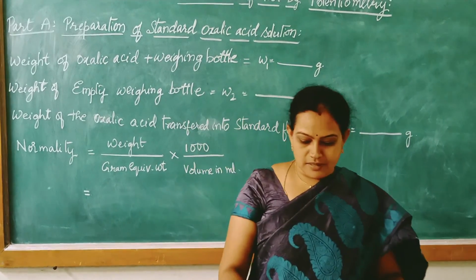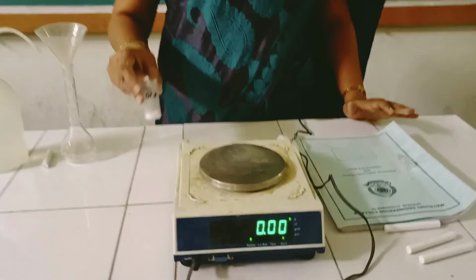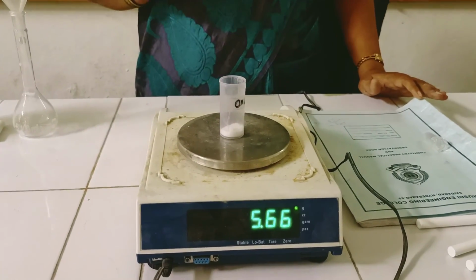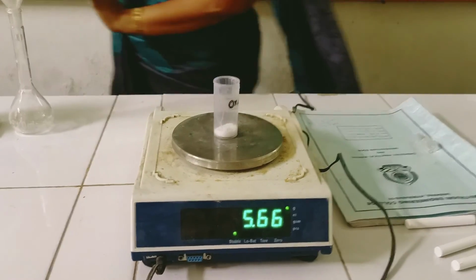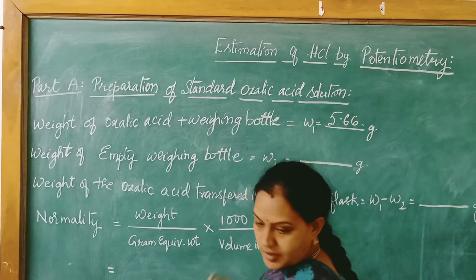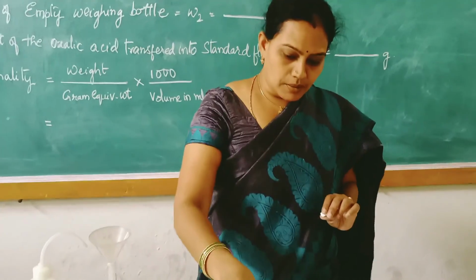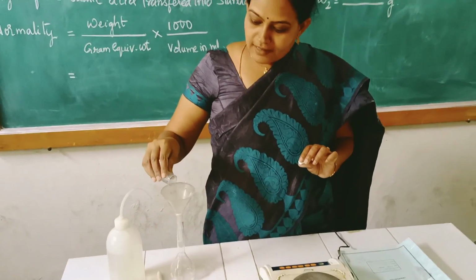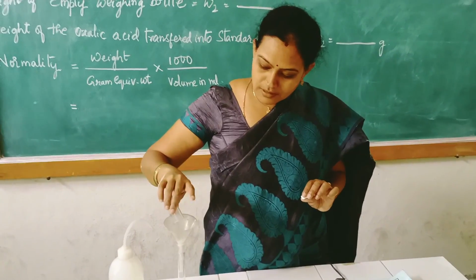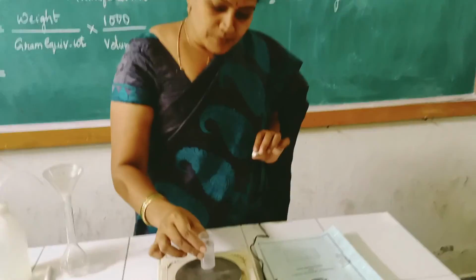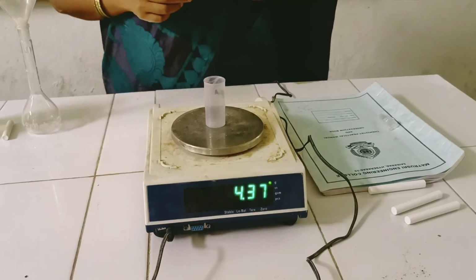Now this is the weighing balance which I have, and I am weighing the salt of oxalic acid. Now the weight of the salt is about 5.66 grams. I weigh the weighing bottle along with this oxalic acid, and then I am transferring the salt into the standard flask, and then I have to check the weight of the empty weighing bottle. This is about 4.37 grams.